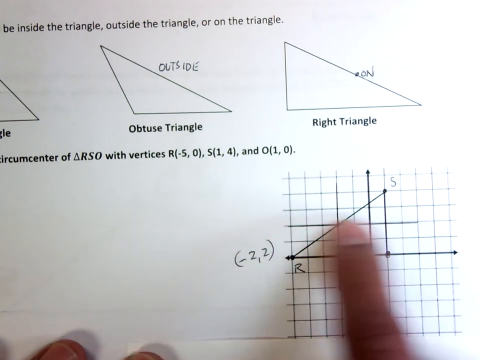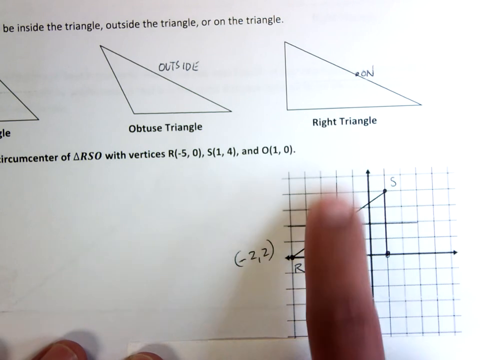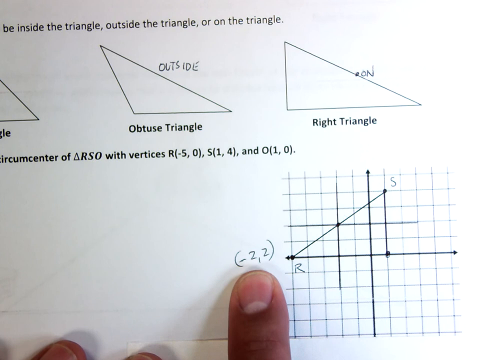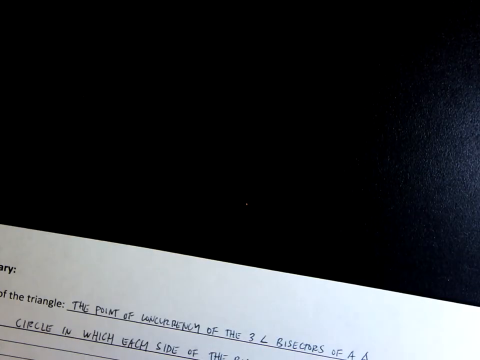And where these two lines touch, notice it's right on the triangle like we just said up here. And so my circumcenter is at -2, 2. That is where my three perpendicular bisectors will touch. That's called the circumcenter. All right, one more quick page of notes.